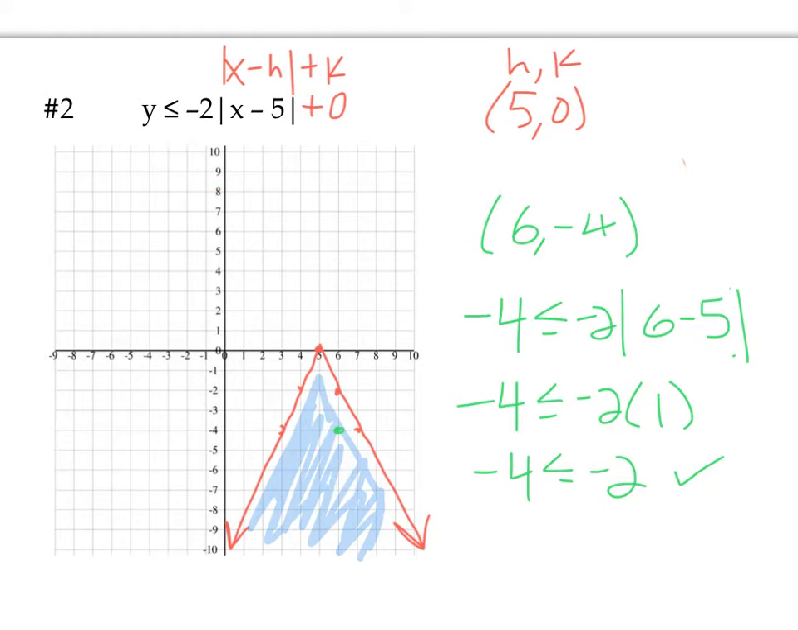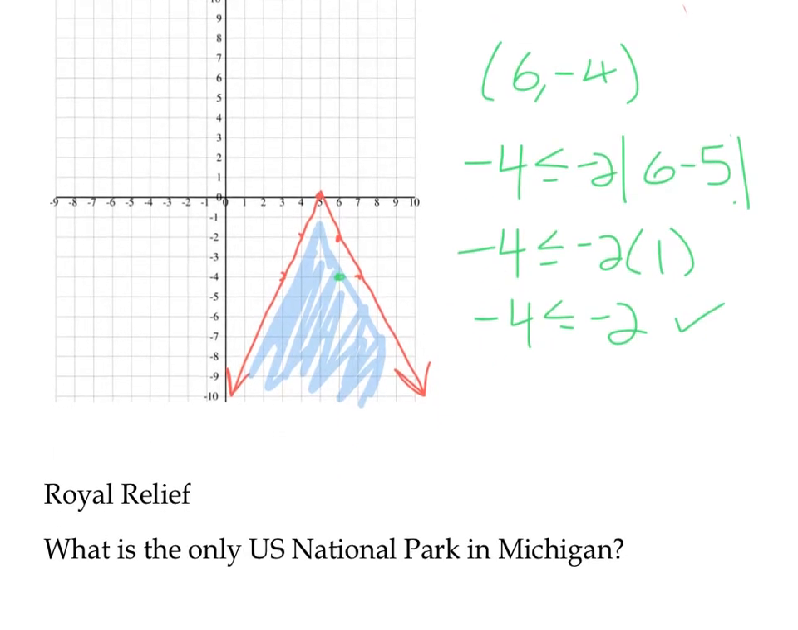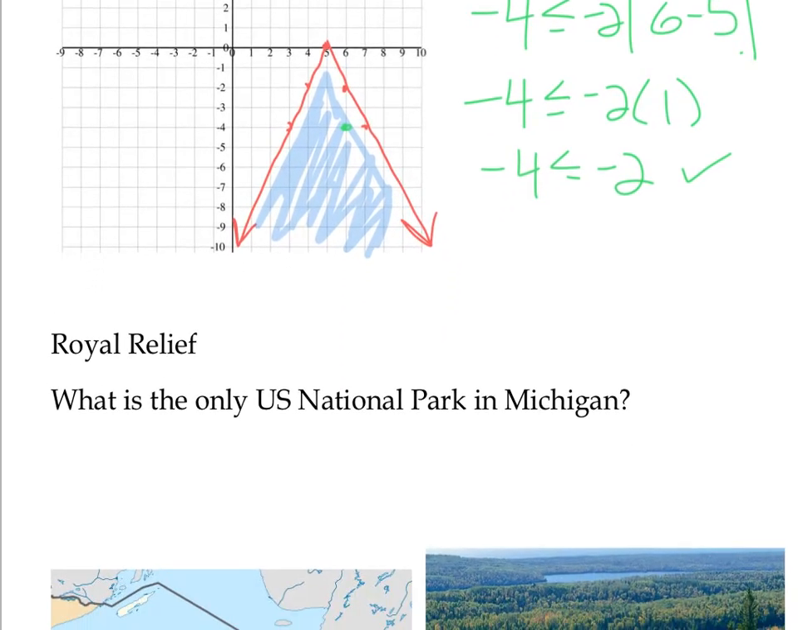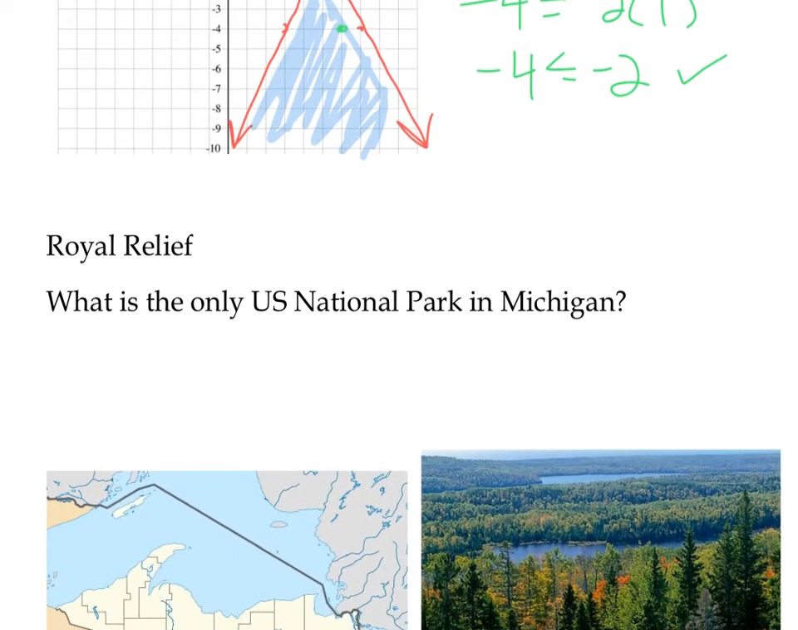All right. Before we do one more example, and you're going to pay attention for that third one because it's got a couple interesting pieces to it. Royal Relief here. What is the only U.S. national park in Michigan? The only U.S. national park in Michigan. There's national parks all around our great country.